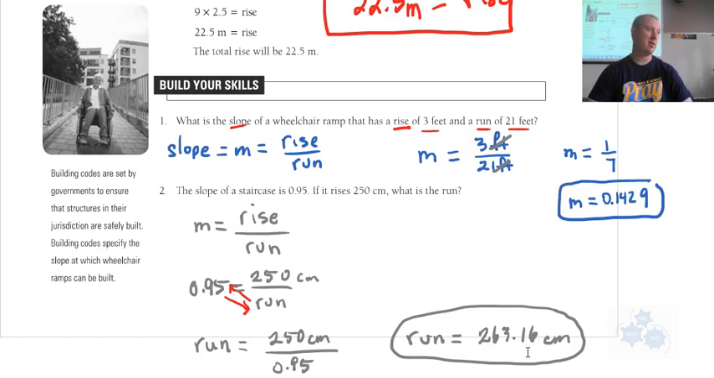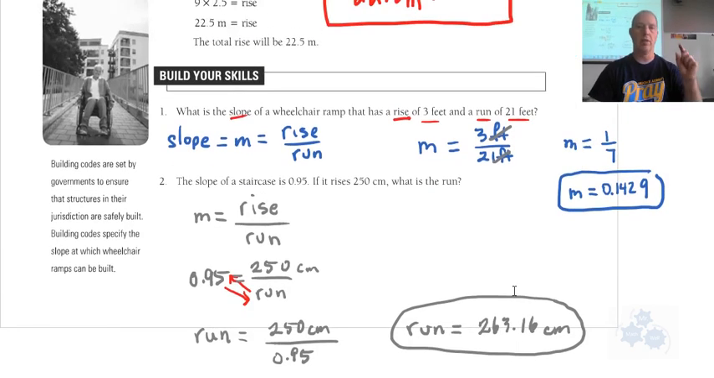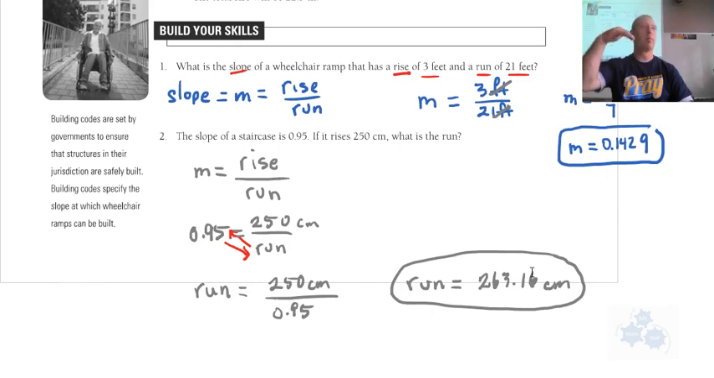Does that make sense now? Is that okay? Okay. I don't know if anybody else got that, but anyways, good job. Thanks for giving your answer. Anyways, that was just one little thing there. So okay, rise on top, run on the bottom.